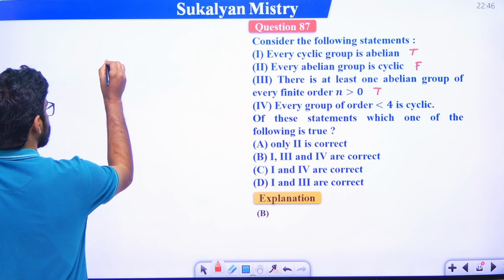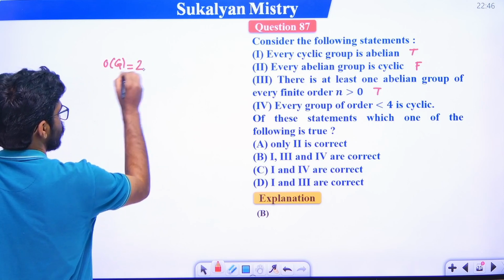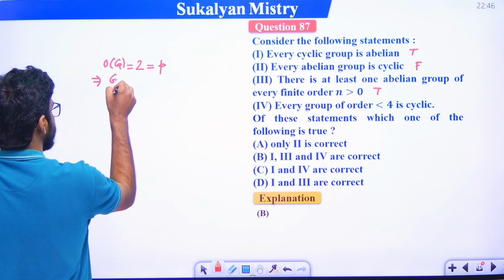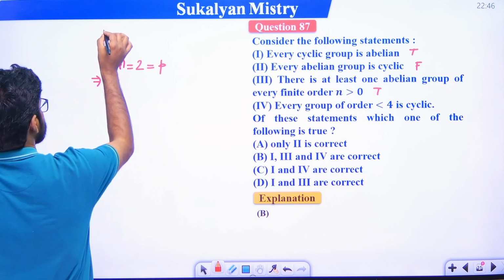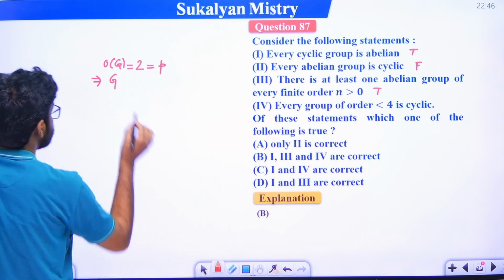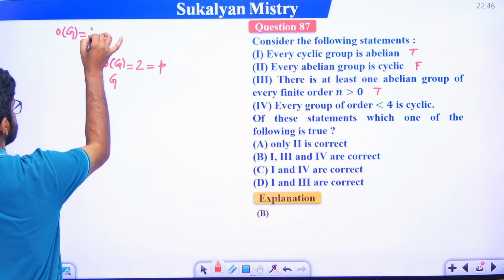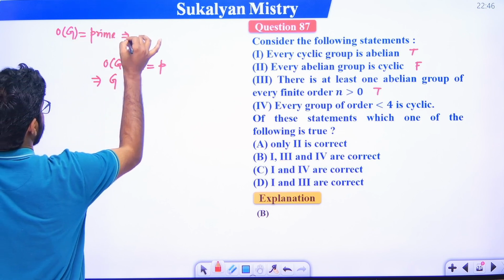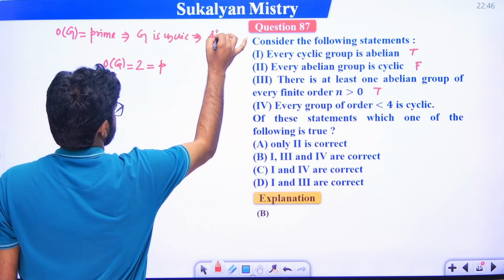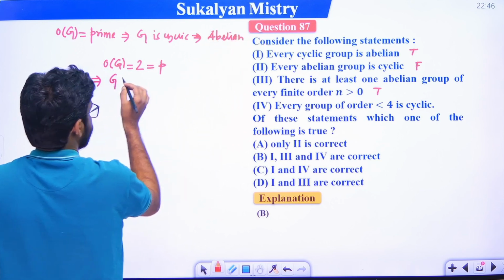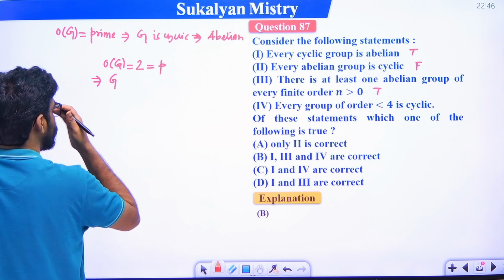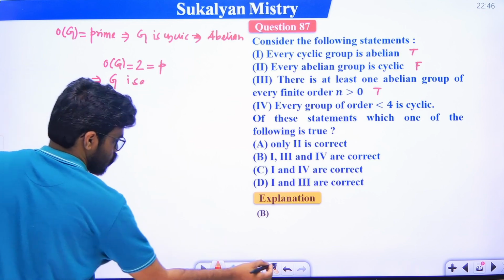Suppose the order of G is 2. This is a prime number, and we know that every group of prime order is cyclic. So every group of prime order is cyclic. That is, the order of G is prime, which implies that G is cyclic. Again, cyclic implies abelian, so every group of order 2 is abelian.